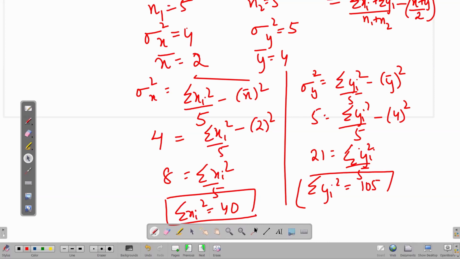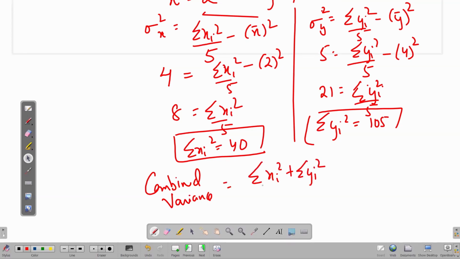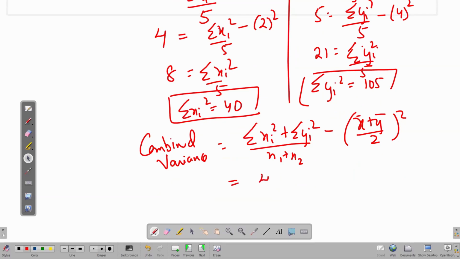Now I just substitute these two values in the formula of combined variance, which I'm rewriting here: sigma xi square plus sigma yi square upon n1 plus n2 minus (x bar plus y bar upon 2) whole square. So I'm substituting the values. Sigma xi square is 40, sigma yi square is 105, upon 5 plus 5, that is 10, minus (2 plus 4 upon 2) whole square.